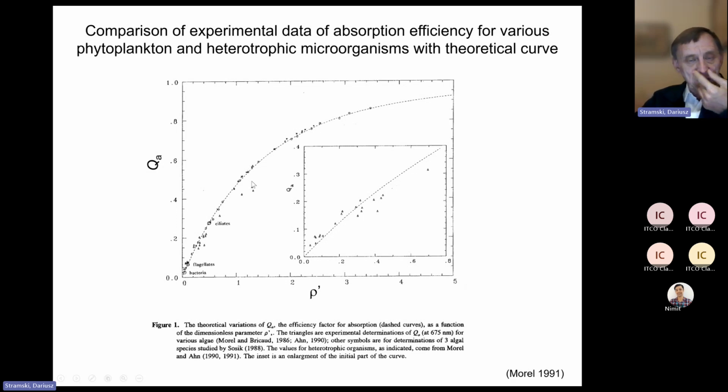And the intent of this graph is to show that these experimental data follow the theoretical prediction fairly well, even though the theoretical prediction is for internally uniform spheres, and all these particles are not spherical, and they are internally non-uniform. Nevertheless, we see general consistency here. All these data are for a single wavelength of 675 nanometers. This is the wavelength where chlorophyll a has the secondary peak in the red.